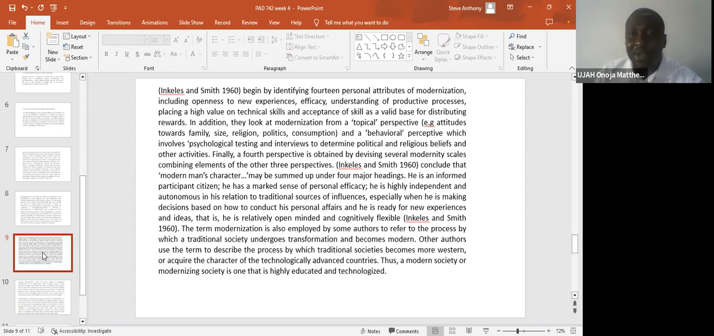So for him, if you reduce the aspect of development to the individual perspective, it therefore means that somebody that has attained development within the confines of a developed society tends to reflect these attributes that he has mentioned. He said that such a person is an informed participant citizen.